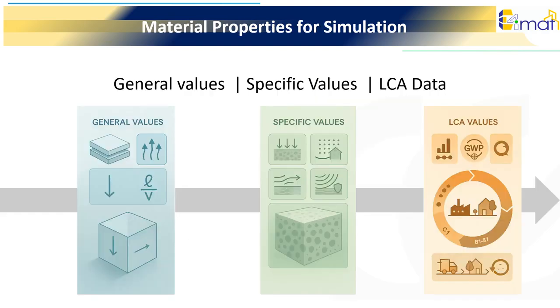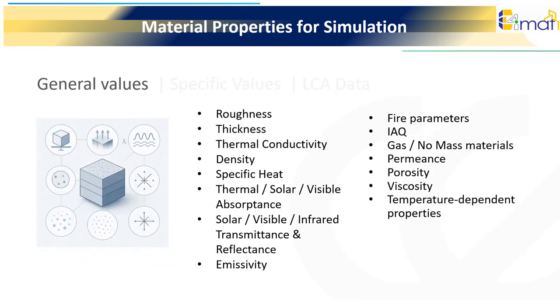Next, we present a glossary of the parameters needed to fully define a material within a BIM simulation environment. These parameters are organized into three main groups: general values, specific values, and life cycle assessment data. Let's start with general values. These are the basic parameters that describe a material's physical and thermal behavior. They include roughness, thickness, thermal conductivity, density, and specific heat.